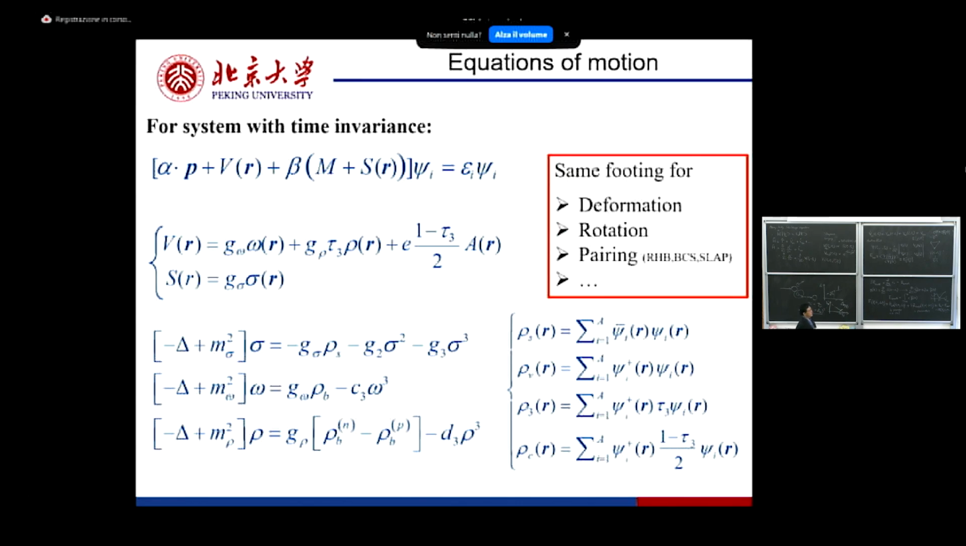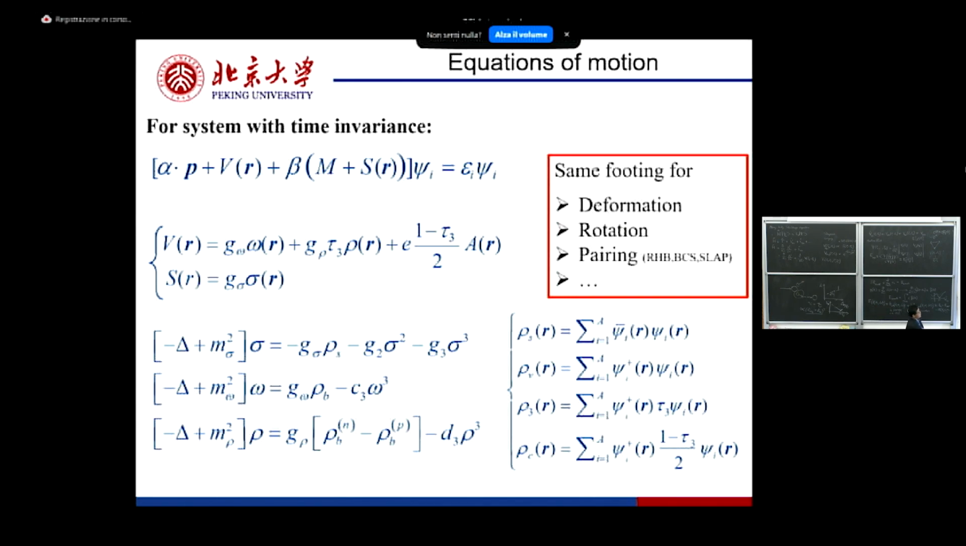So here we always have to assume a kind of mean field approximation. The mean field approximation is that we assume that we already know the vector potential and the scalar potential. Then we can solve this eigenvalue equation. We can get the eigenvalue and the Dirac spinors.